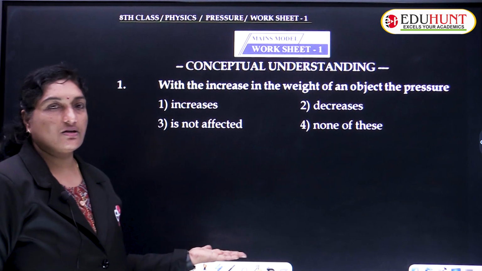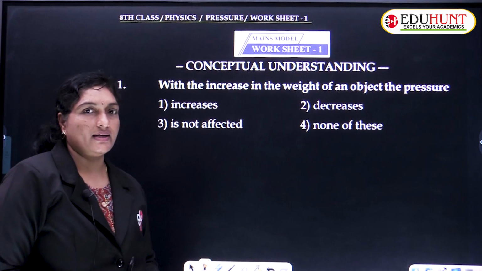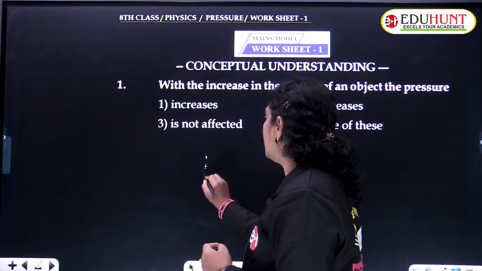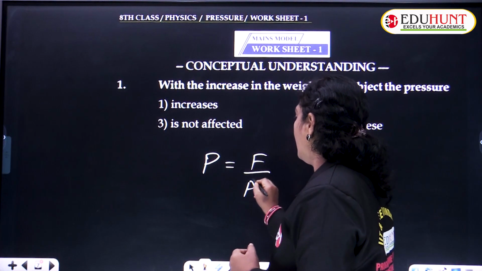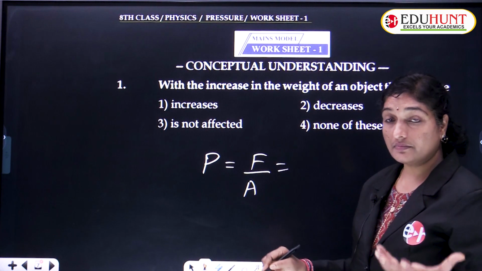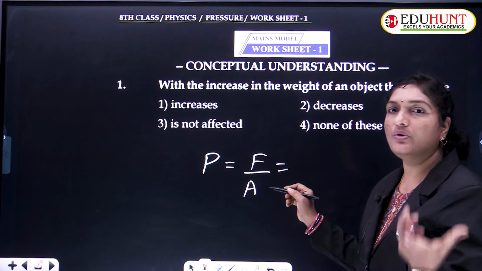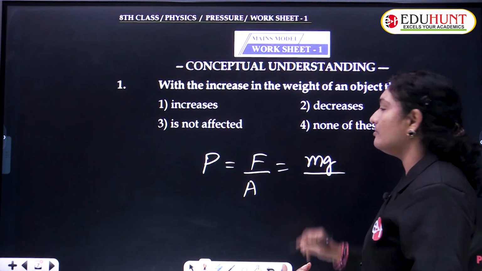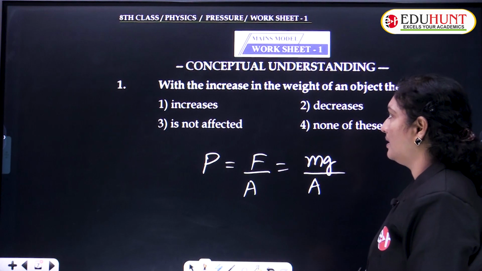Moving to the first question, children: with the increase in weight of the object, the pressure. As we know, pressure is defined as force upon area, and the force acting on the surface is nothing but because of its own weight. Hence this force is due to the weight of the body. It is given as mg upon A.